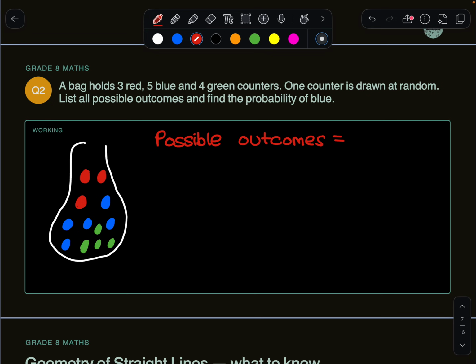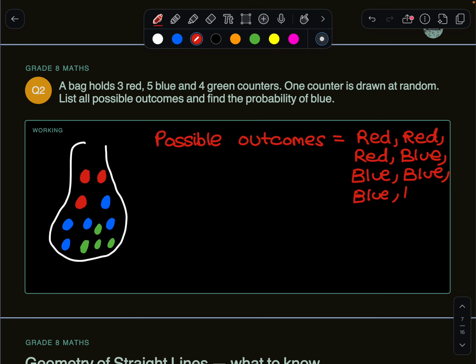So you could get 3 red, so you could get red, red, or red. You could get 5 blue, so blue, blue, or you could get 4 greens. Okay, so this feels tedious, but that is all they want.